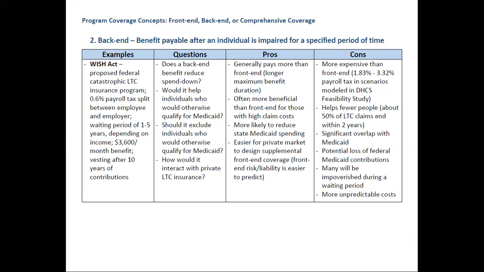In terms of interaction with Medicaid, a back-end design would have a good amount of overlap, so it's something to consider. It would work well with supplementary private long-term care insurance. Long-term care insurance carriers could offer private policies that covered that waiting period, right? So if the public benefit had a 2-year waiting period, private long-term care insurance carriers would likely come out with products designed to cover the individual's long-term care expenses during that 2-year waiting period, and that would be a pretty efficient interaction between the two.